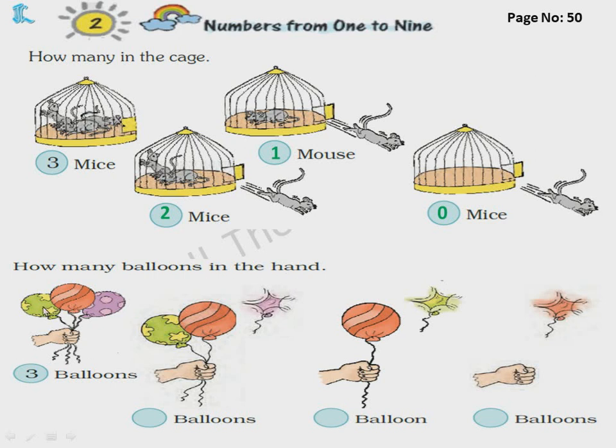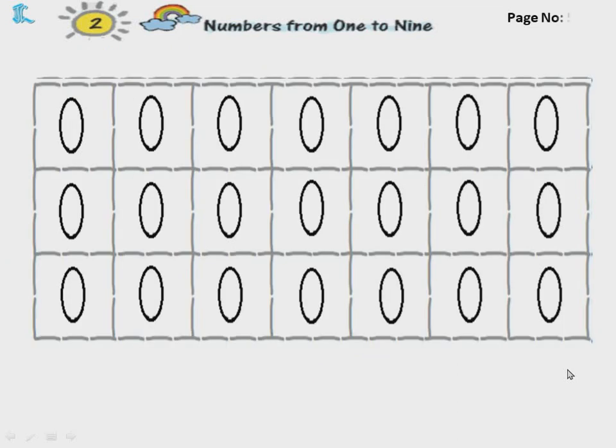Next, how many balloons in the hand? First she had 1, 2, 3 balloons. Now one got blasted. How many left? 1, 2. Next, 1 out of 2 is gone. So 1 is left. Now that is also not there. So how many? 0. Okay children.